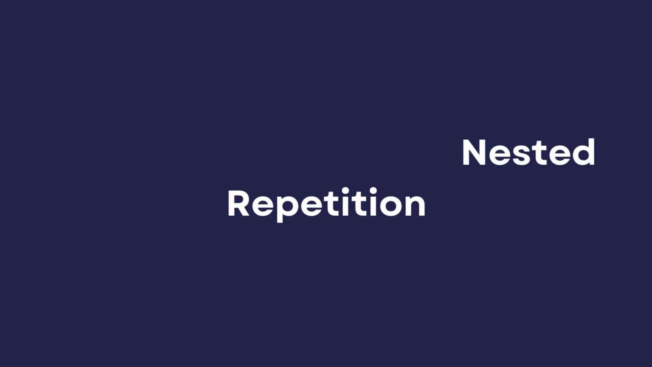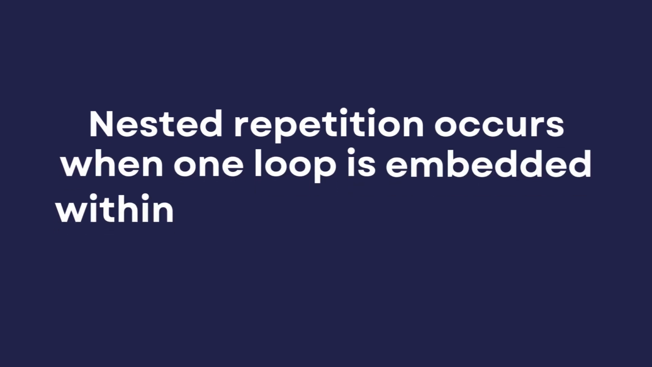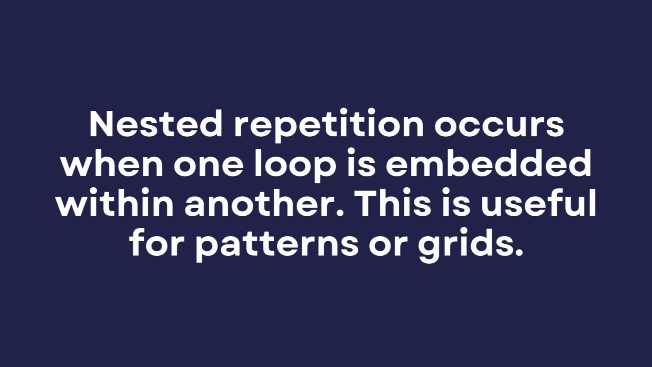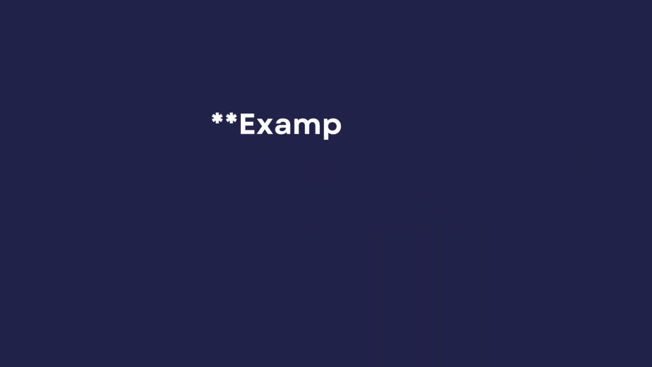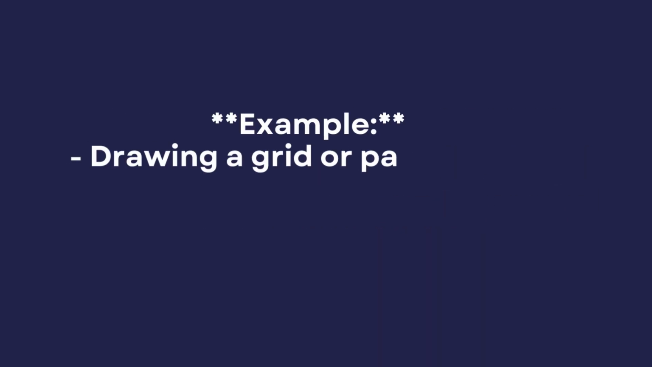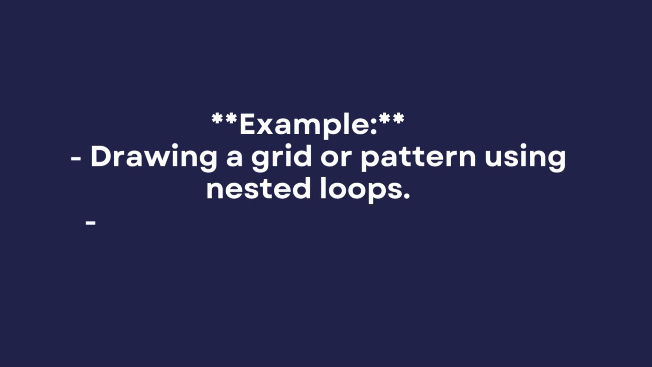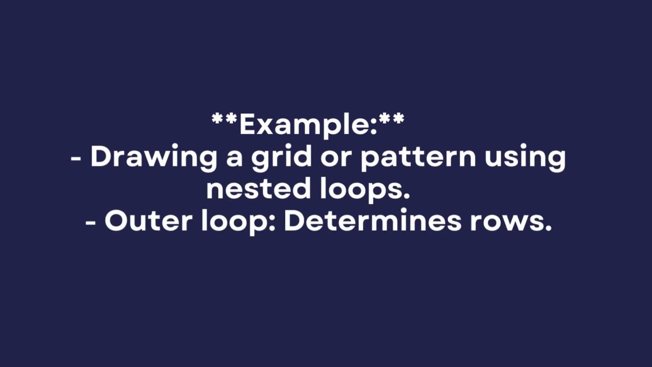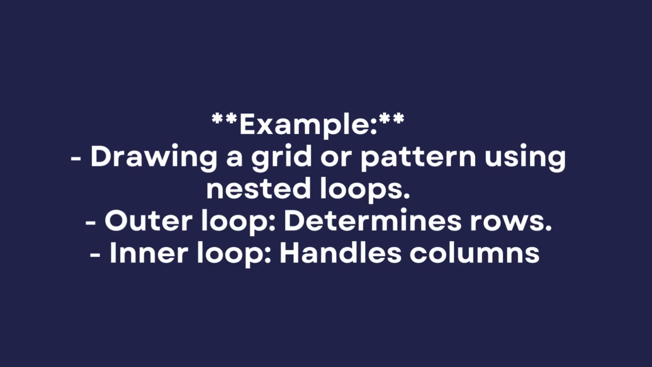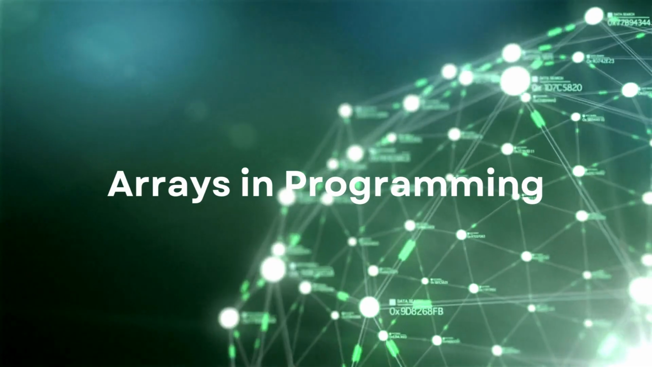Programming with nested repetition. Nested repetition occurs when one loop is embedded within another. This is useful for patterns or grids. Example, drawing a grid or pattern using nested loops. Outer loop determines rows. Inner loop handles columns.